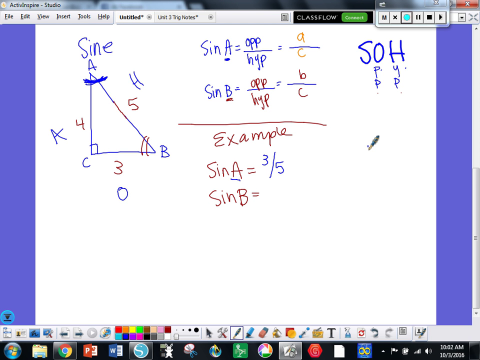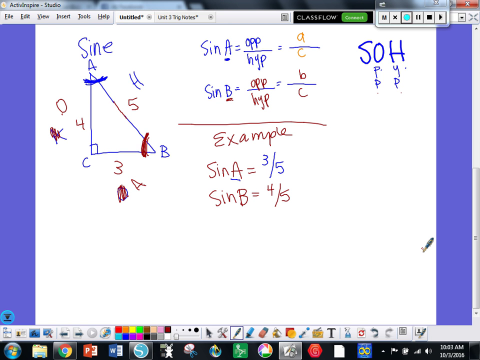What happens when I change the angle, though? If I jump over to angle B, is this still my adjacent side? No, it is now my what? Opposite. Is this still my opposite? No, it is now my adjacent. See how those just flop? Does the hypotenuse ever change? No. So if I'm looking for my sine ratio for angle B, sine is still O over H, which in this case would be 4 over 5.